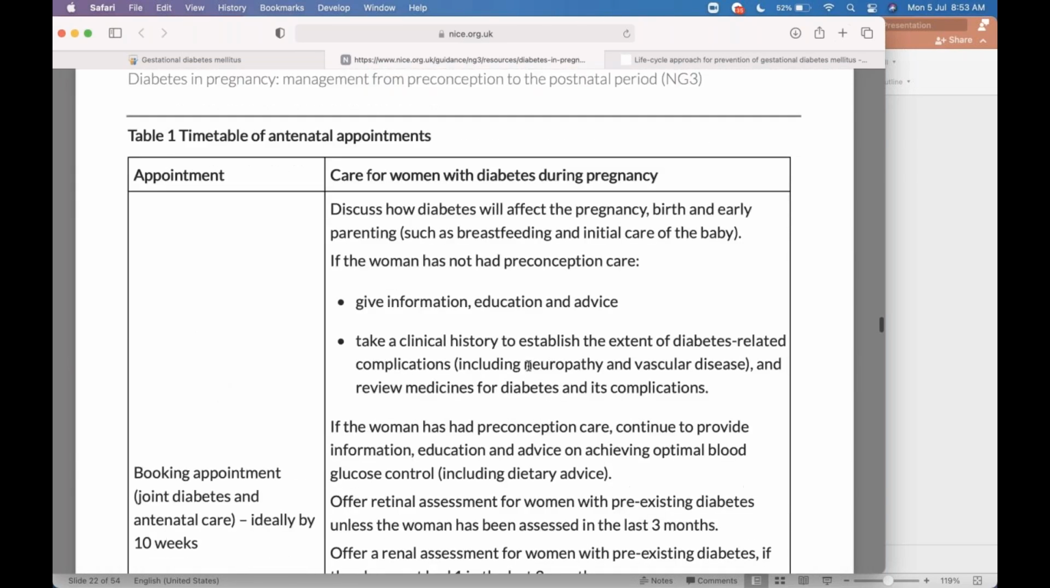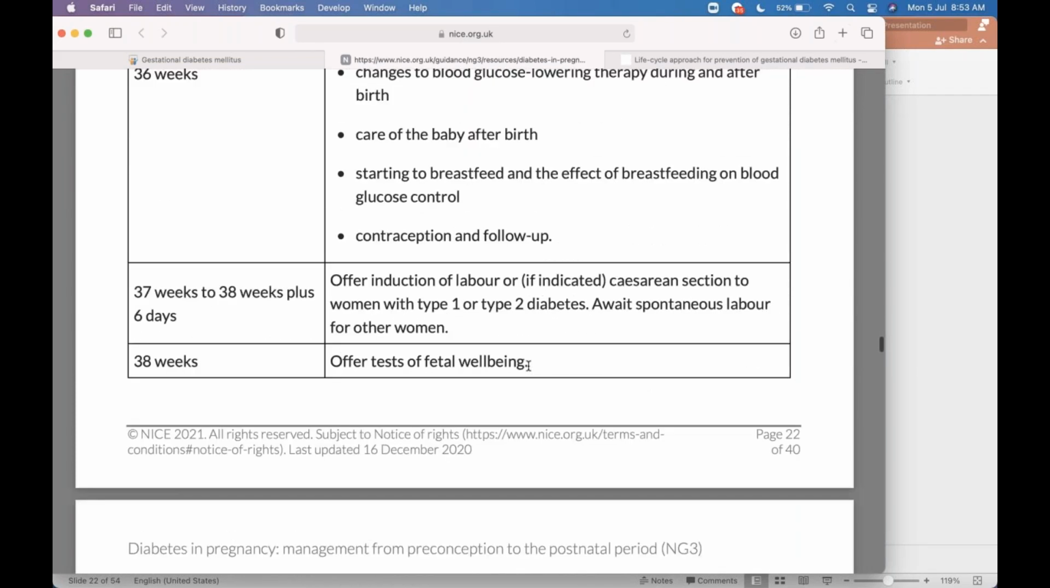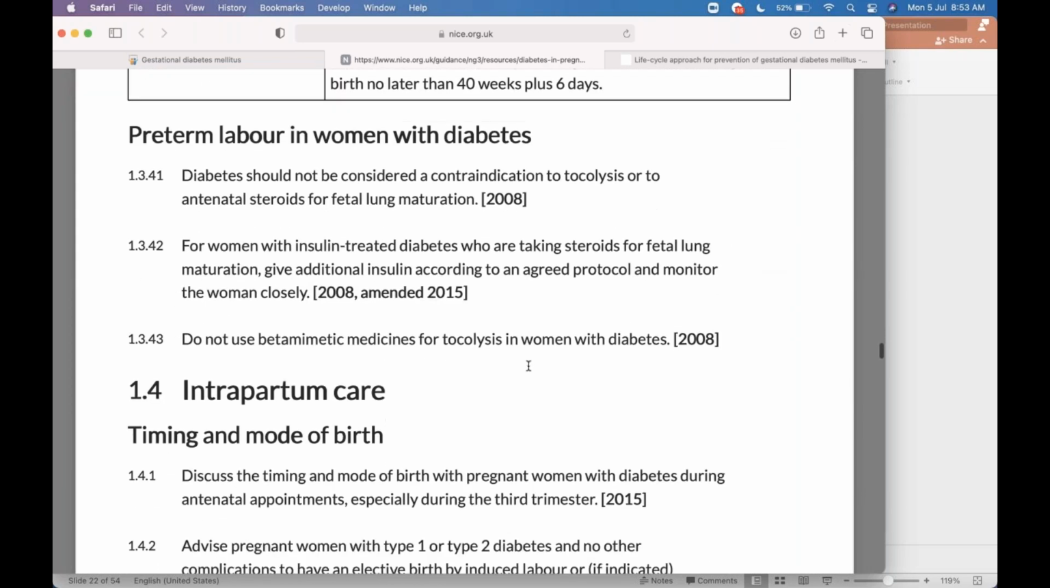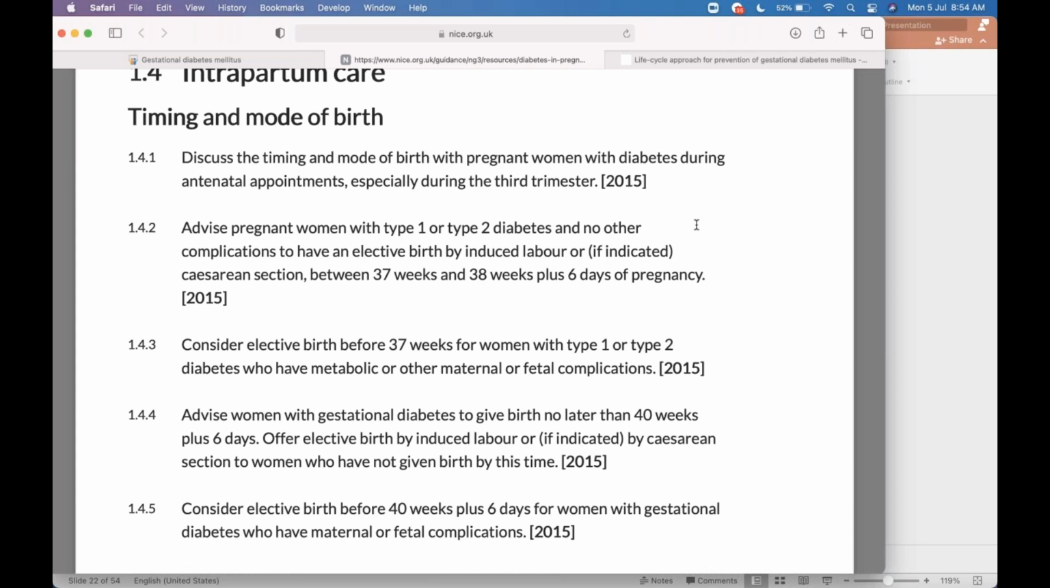And then we have the appointments, which we don't really need to go through. Now, intrapartum care: timing of birth. GDM pregnancies, if they have good control, we can continue to term, and we can allow up to 40 plus 6. But after that we have to do elective birth. Elective birth can be done by induction of labor. We don't have to go cesarean.